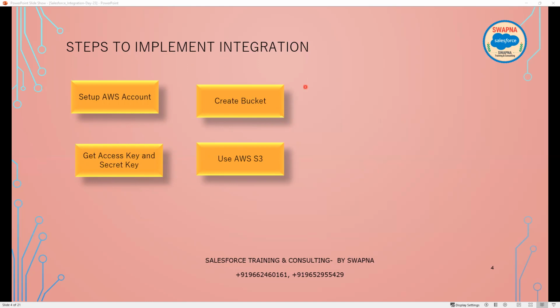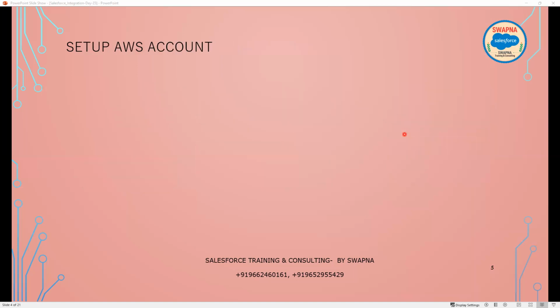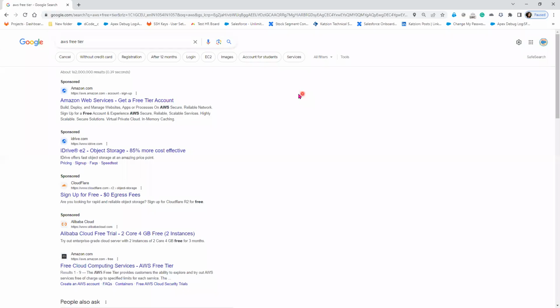Once this configuration is done, from the Salesforce side, I'll be creating the Apex class to invoke the AWS S3, and for that, I'll be creating the remote site settings. These two need to be done from the Salesforce side. Now, let's see the first step, setting up the AWS account. For setting up the AWS account, you can create a free account for 30 days.